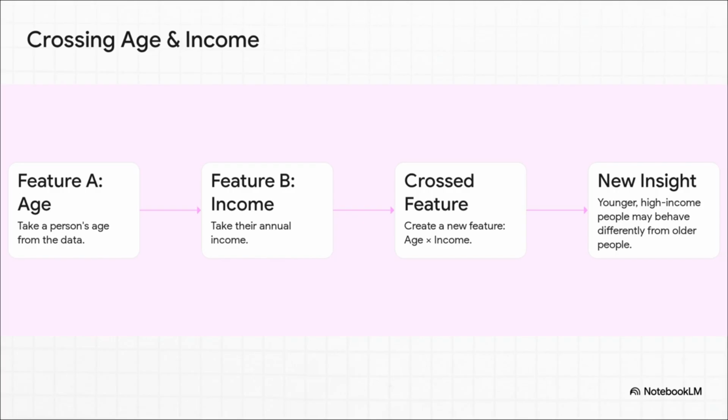The model can now understand something much, much deeper. For instance, a 25-year-old making $100,000 a year is probably in a very different life stage with totally different spending habits than a 55-year-old making that exact same salary. That insight, it's only possible because of that crossed feature.